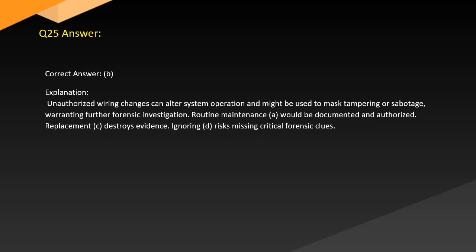Answer. Correct answer, B. Explanation. Unauthorized wiring changes can alter system operation and might be used to mask tampering or sabotage, warranting further forensic investigation. Routine maintenance, A, would be documented and authorized. Replacement, C, destroys evidence. Ignoring, D, risks missing critical forensic clues.